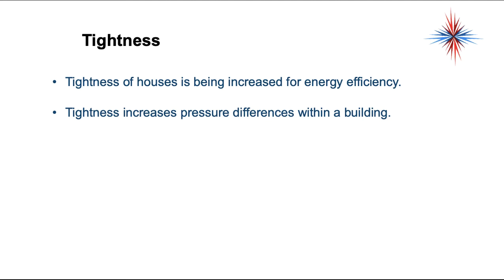Tightness of houses is being increased for energy efficiency. Tightness increases pressure differences within a building. In other words, I could have a basement in negative pressure, attic or second floor in a positive pressure, or vice versa. And all of these issues are going to cause problems.